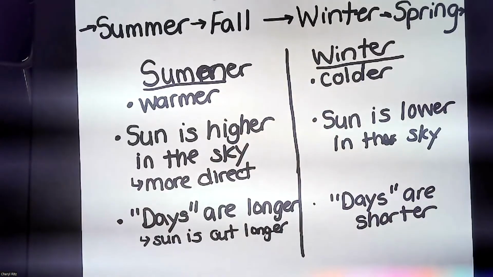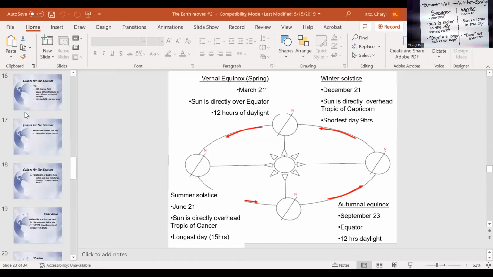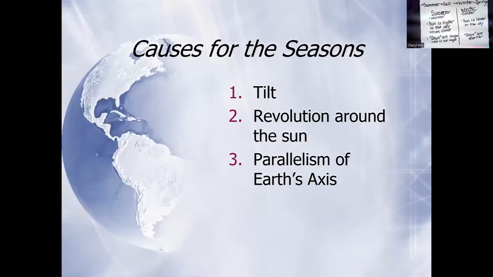Let's move on to page 5, which is what causes the seasons. Why is there a difference in the seasons? Can anybody? All right, so you're capable of reading, it sounds like. And we'll get the 3 reasons for the seasons. There's actually 3 reasons. There's nothing to write quite yet.